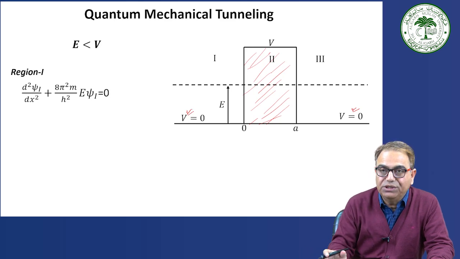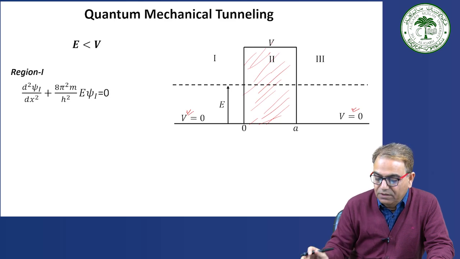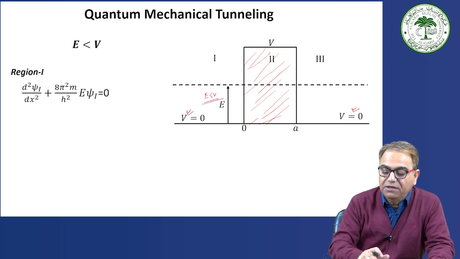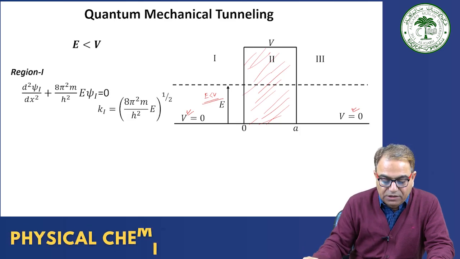So region 1 and 3 are very similar, and the particle energy is less than the potential energy barrier, V. So this E is less than V. And then we have to see whether the particle is able to cross this second region and go to the third region or not. Okay.